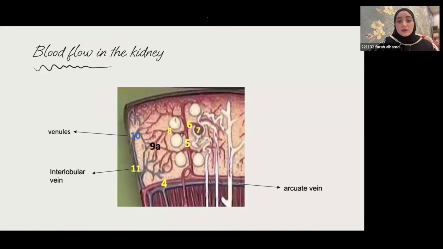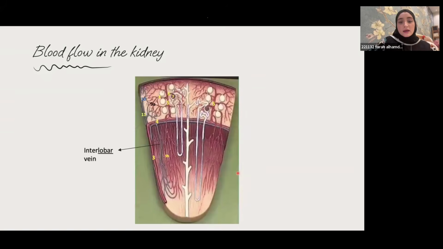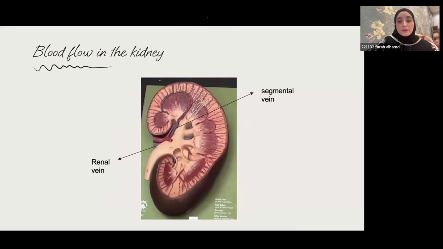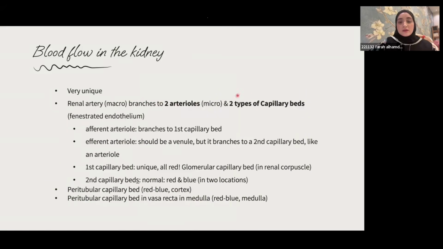Now, moving on to the venules. The peritubular capillaries merge to make the venules, and this goes back to the heart, the inferior vena cava, etc. Just like we had the interlobular artery, we have the interlobular vein. Just like we had the arcuate artery, we have the arcuate vein. And we have the interlobar vein, which is between lobes of the kidney. Then we have the segmental vein, like the segmental artery, and then the renal vein back to the inferior vena cava.